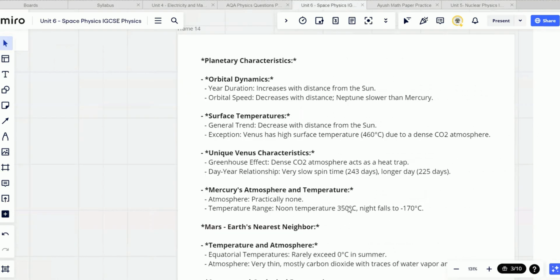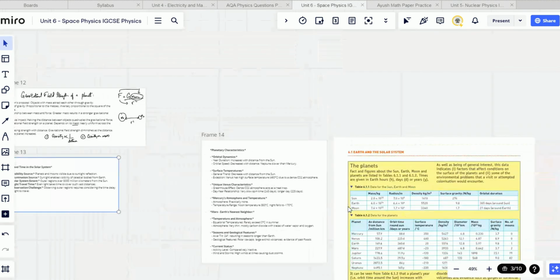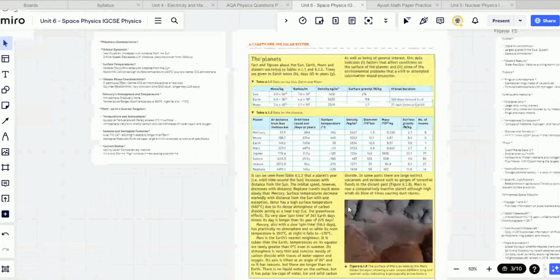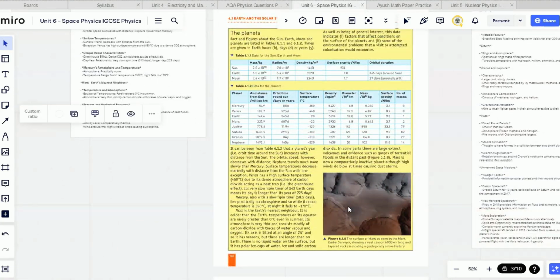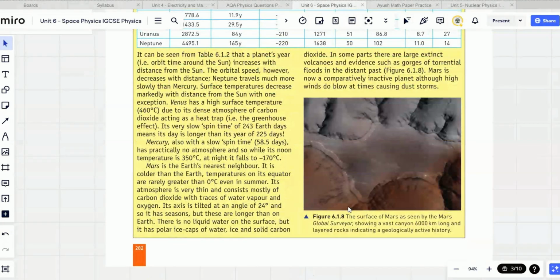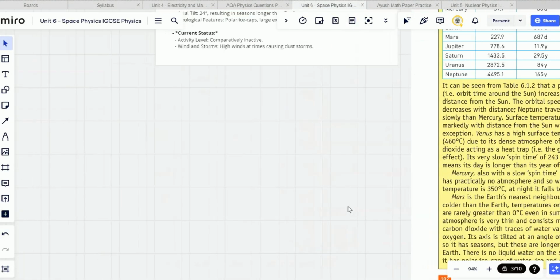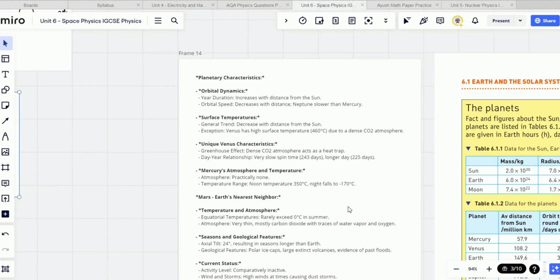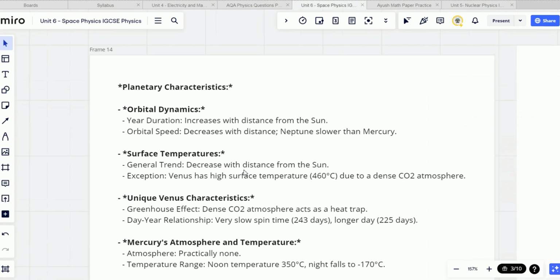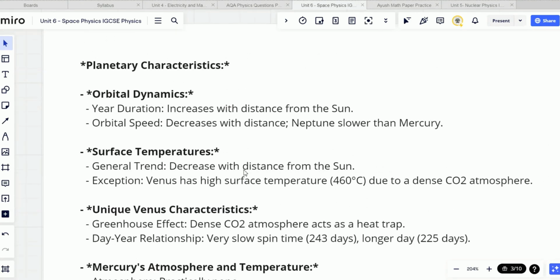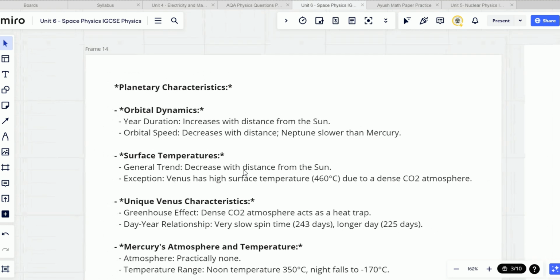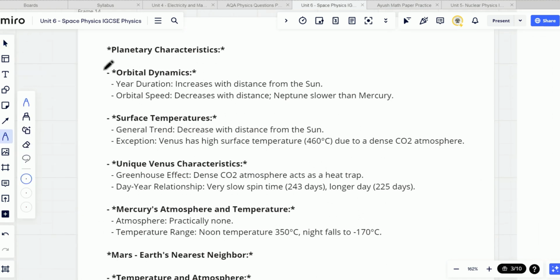And then we have this part. I already discussed the main things with you related to the planets that we have in our solar system. So they have written some more details over here. I extracted them out here in this part. So let's see what do we know so far about them. The orbital dynamics: year duration increases with distance from the sun, and the orbital speed decreases with distance, and Neptune is slower than Mercury. Do you understand what this part means? The first two points, this part.